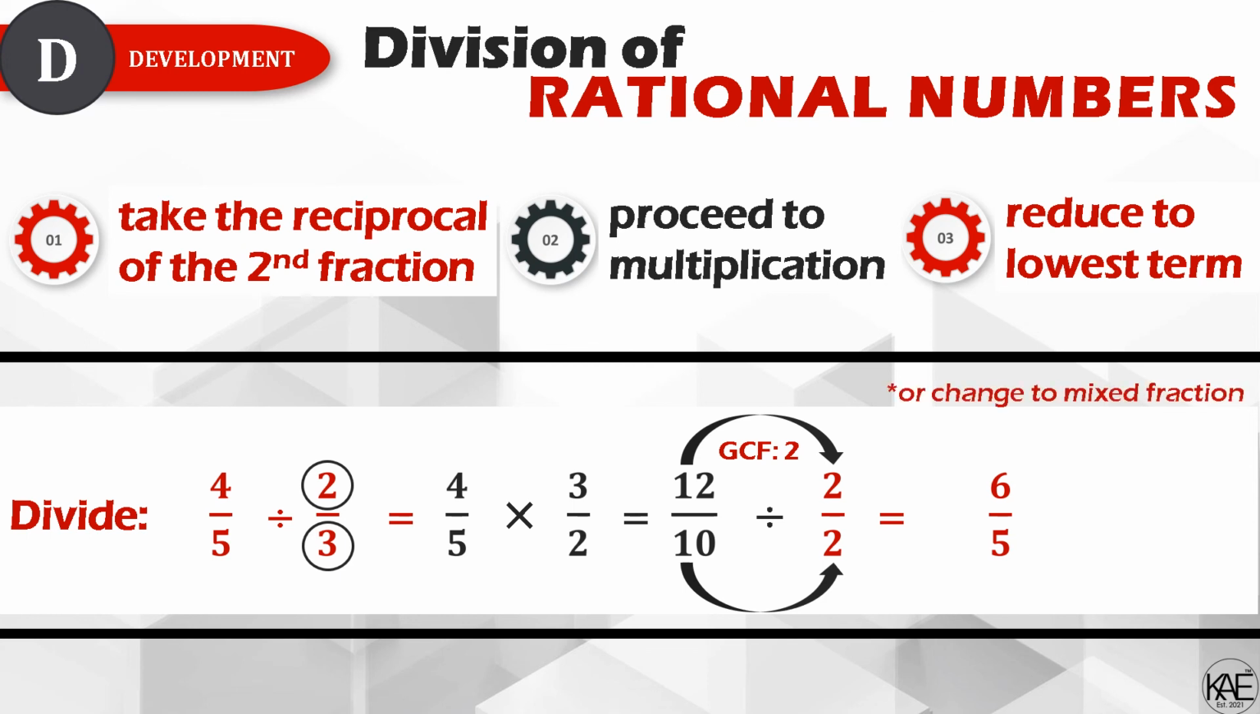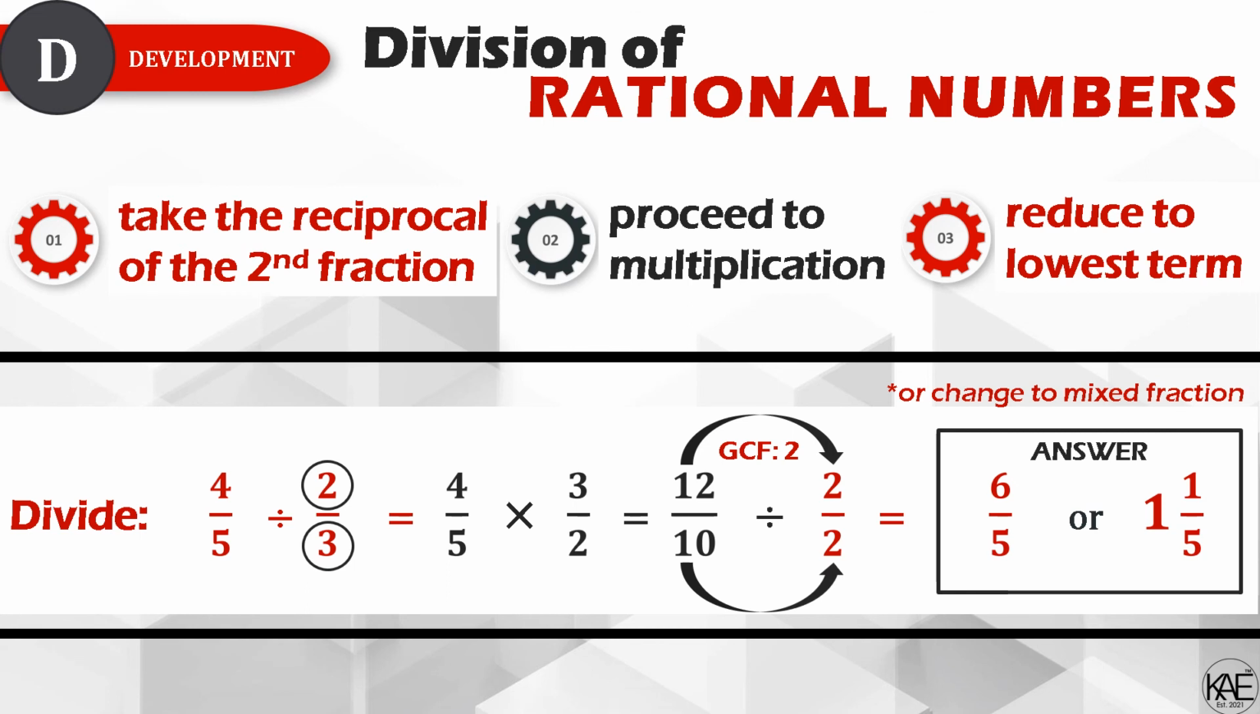We can change this into a mixed number. That would give us 1 and 1/5. Therefore, 4/5 divided by 2/3 is equal to 6/5, or 1 and 1/5.